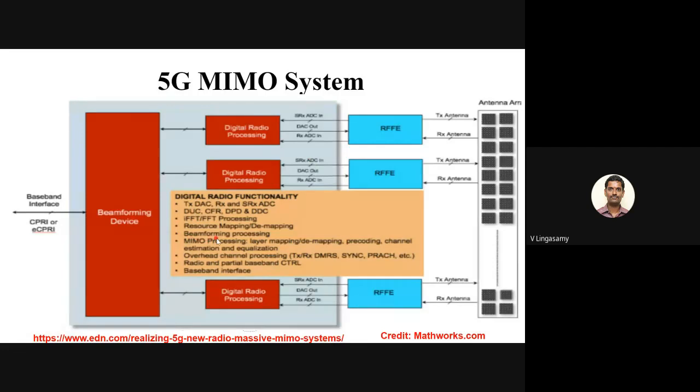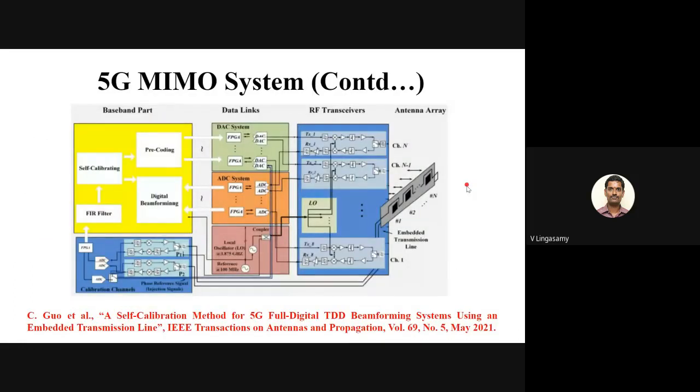Earlier, for each function we had individual equipment. That's why the old phone you might have seen was a very big phone. Now all the functions are processed in a chip, and that's why we are getting very compact devices. Then you will have the RF front end and then antenna arrays. This is for any 5G system that you talk about.